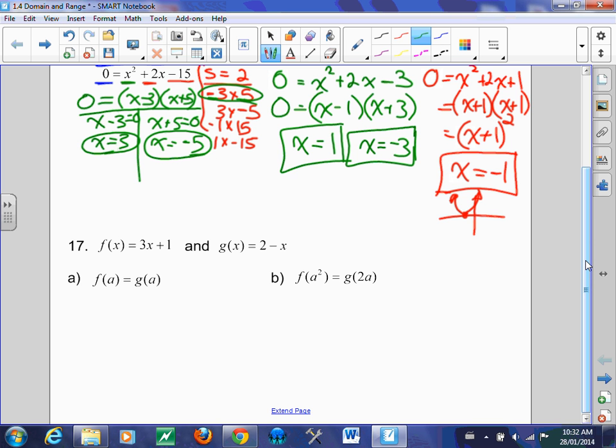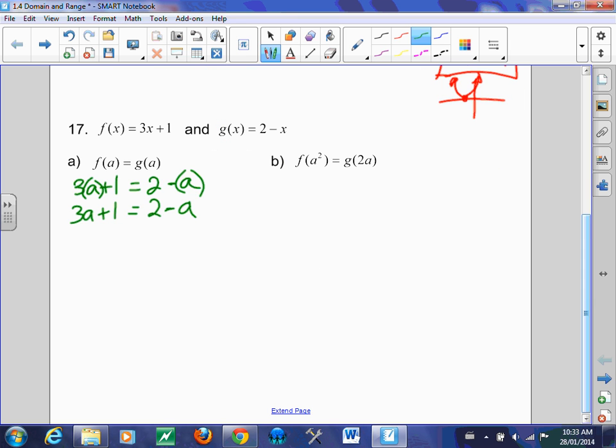All right, so the first one, f at a, so wherever we see an x, we're going to put an a, so we've got 3a plus 1 equals g at a. So it's going to be 2 minus a, right? So you've substituted in here and here. Okay, so simplify that. That's 3a plus 1 equals 2 minus a. And you could have just written it like that. I just wanted to show, ladies and gentlemen, where the substitution was, i.e. we replaced x with a.